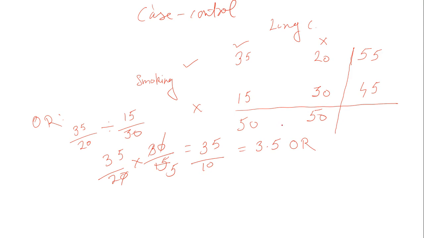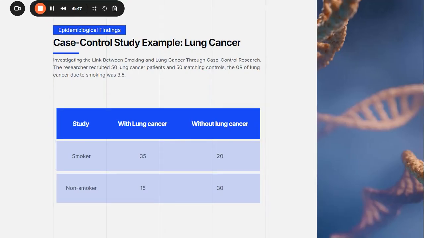So it could be defined as the odds of having lung cancer being 3.5 times higher in smokers compared to non-smokers. So this is how the interpretation comes in, and this is how the actual calculation comes in for determining the odds ratio. So this was a hypothetical example which we went through.